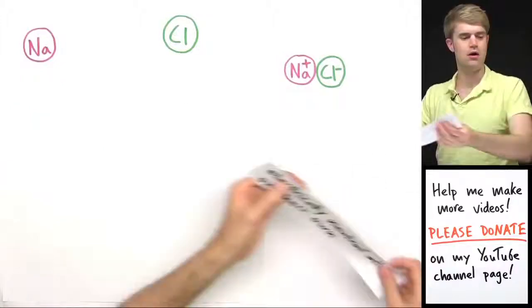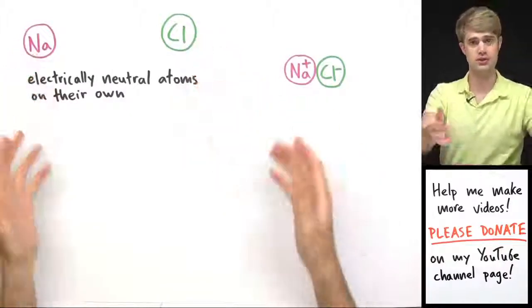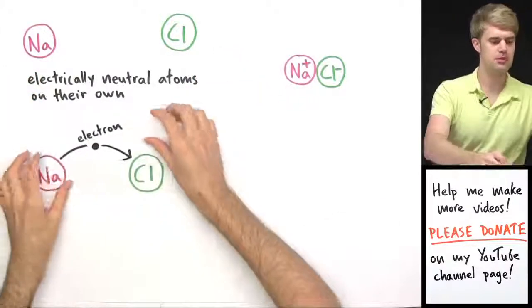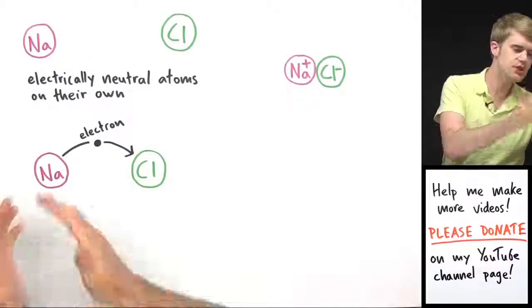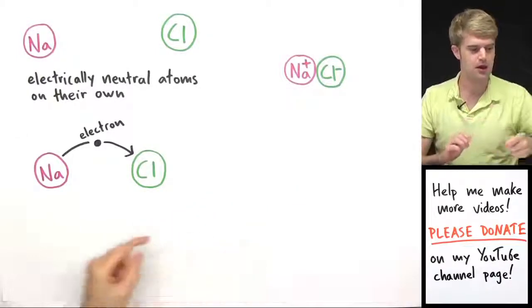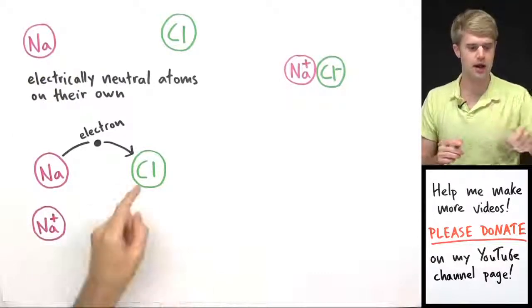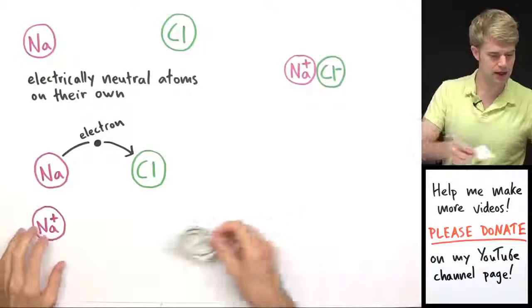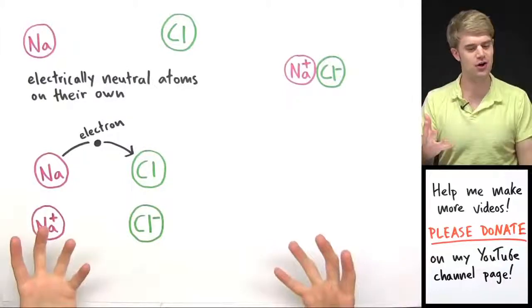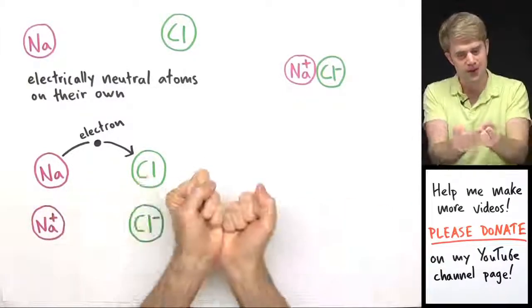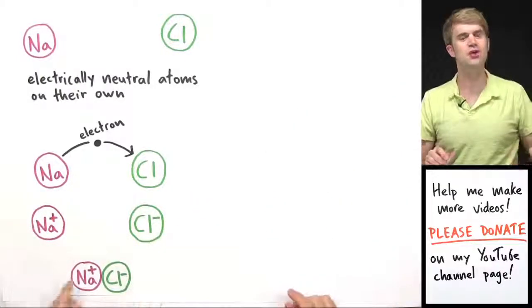So we start out with Na and Cl here as electrically neutral atoms with no charge, and they're on their own, they're separate. The next thing that happens is sodium gives one of its electrons to chlorine. So this is where the charges come in. Sodium loses one of its electrons, so it becomes Na plus 1. And chlorine gains an electron, so it becomes Cl minus 1. Now we have two ions with opposite charges. What do oppositely charged things do? They stick together. So these two ions come together and they stick, making sodium chloride.